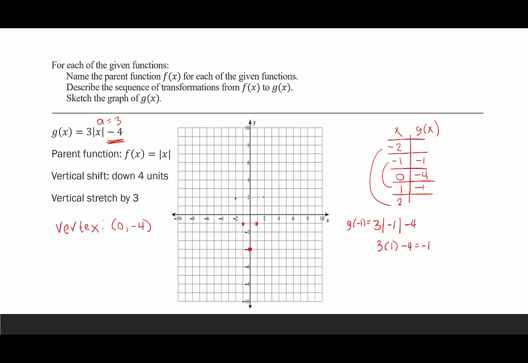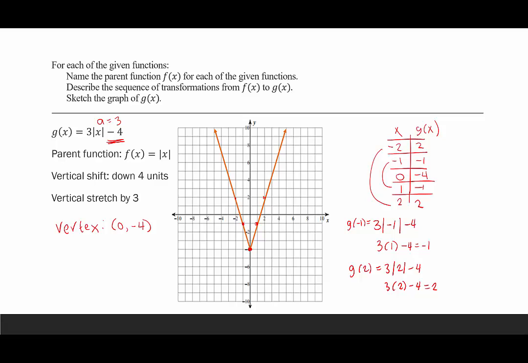Now just to verify these other 2, if I plug in 2, g of 2 would be 3 times the absolute value of 2 minus 4. The absolute value of 2 is 2. 3 times 2 is 6, and 6 minus 4 is 2. So it's 2, 2, and -2, 2. Is that what I have? 2, 2, -2, 2. So there we have it.